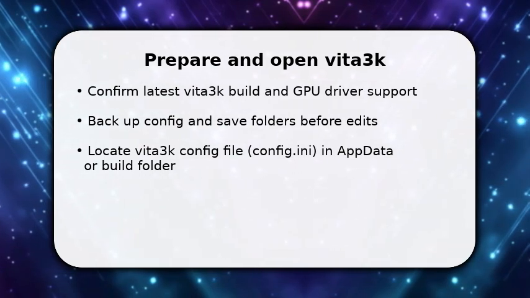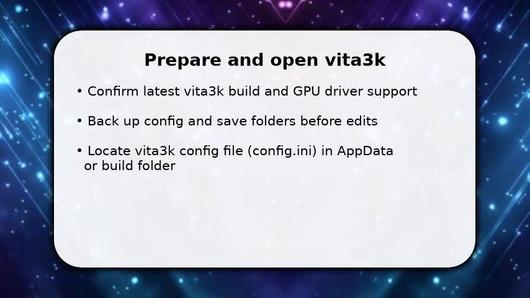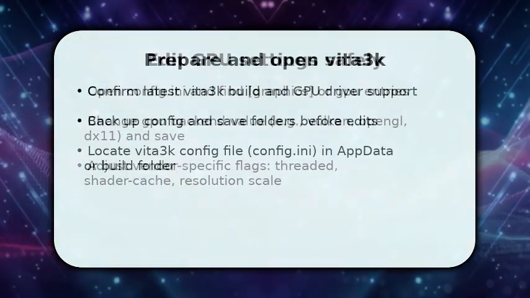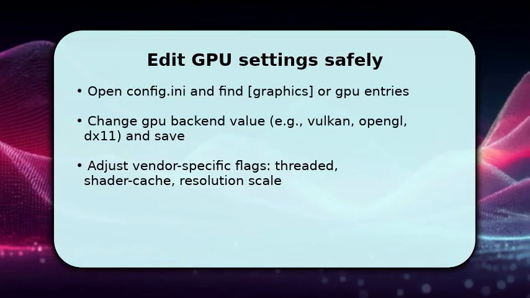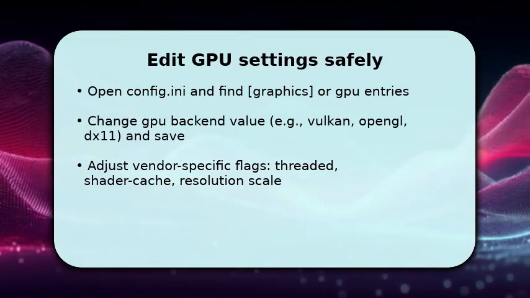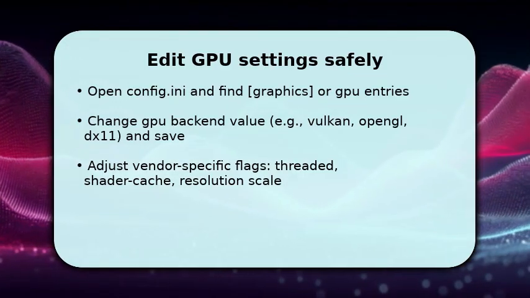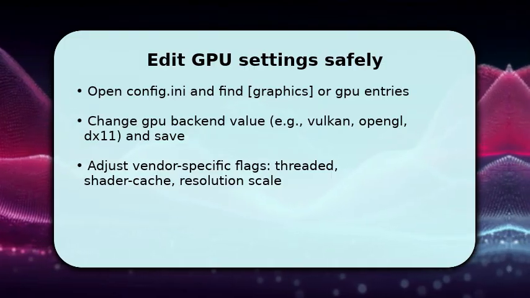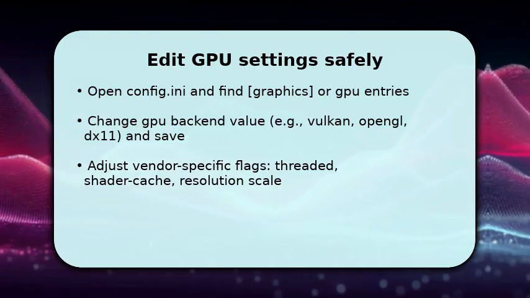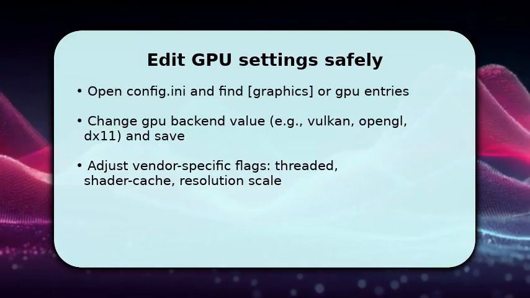You'll now edit the GPU settings directly. Open config.ini and locate the graphics or GPU section. These keys control the backend and flags. Change the GPU backend value to your target, Vulkan, OpenGL, or DX11 based on your GPU and driver.